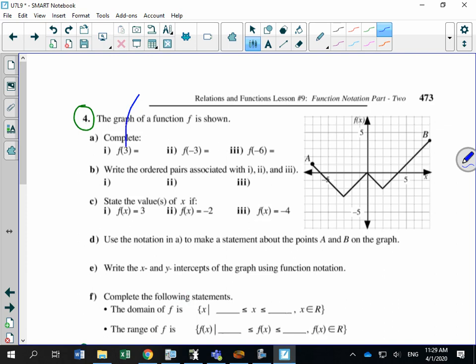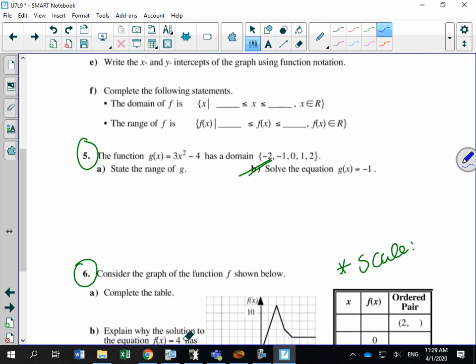So remember that f of 3, when x is equal to 3. So here's x is 3. When x is equal to 3, what's my corresponding y value? That y value is -1, right? So I want you to try number 4.